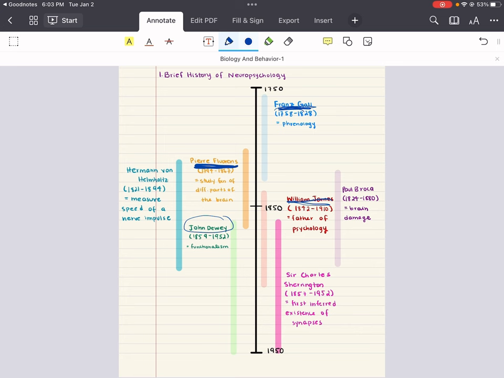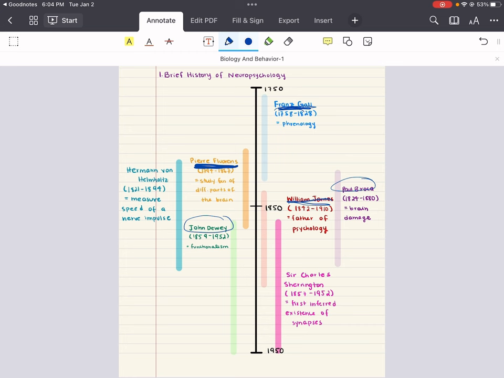Now, around 1860, Paul Broca comes into the scene. He added to the knowledge of physiology by examining the behavioral deficits of people who have brain damage. He was the first person to demonstrate that specific functional impairments could be linked with specific brain lesions. Broca found that a man who had been unable to talk was unable to do so because of a lesion in a specific area on the left side of the brain. This area of the brain is now referred to as Broca's area.